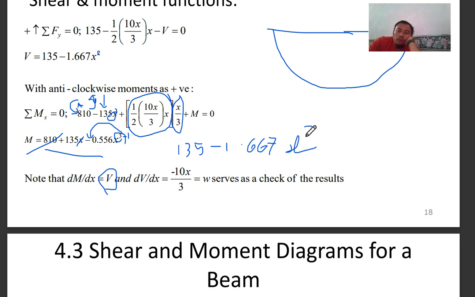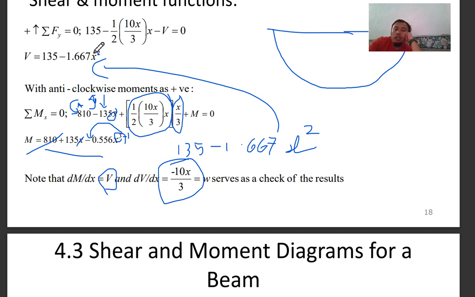So which is similar. When you differentiate the moment equation, you get V. When you differentiate V, you get the value of the distributed load here, negative 10x to the power of 3 when you differentiate this equation.